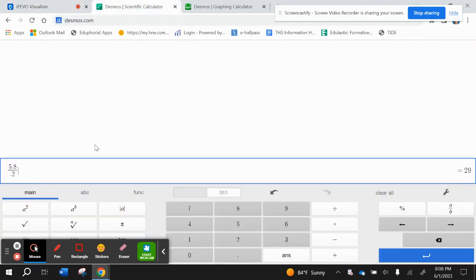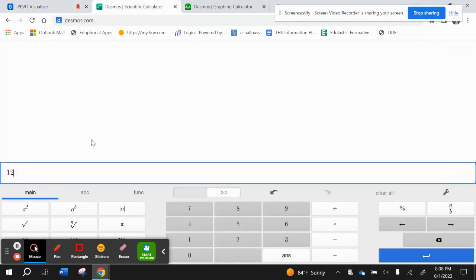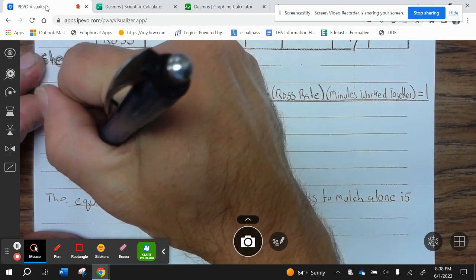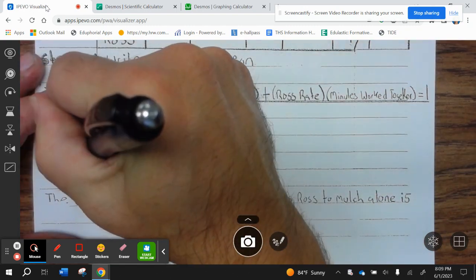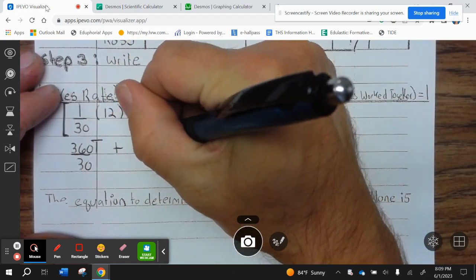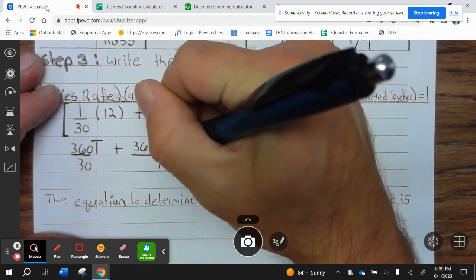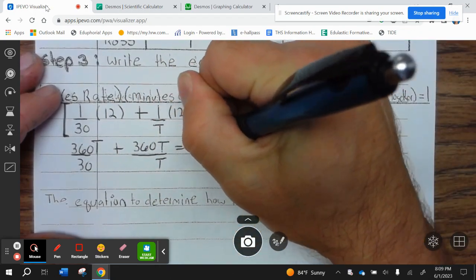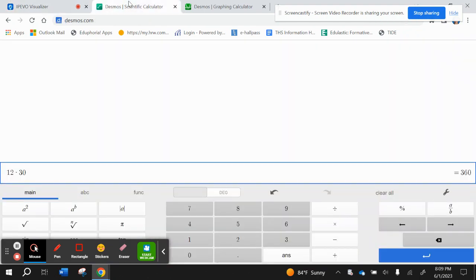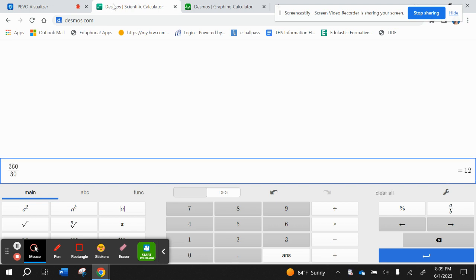Now, I think 30 times 12 is 360, but let me double check. 12 times 30 is 360. So that's 360t divided by 30 plus 360t divided by t equals 30t. Now, this divides and becomes 1. 360 divided by 30 is 12.